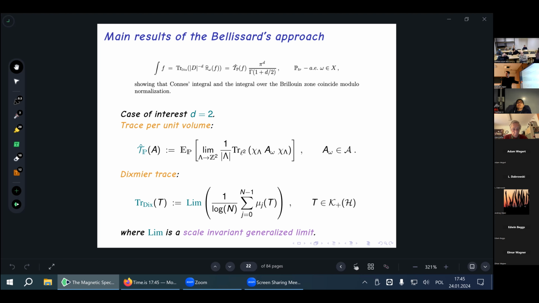It's not only ergodic, it's ergodic and normalized, but I'm just making the average on the space of configuration. This gives me a trace. What is a Dirichlet trace?